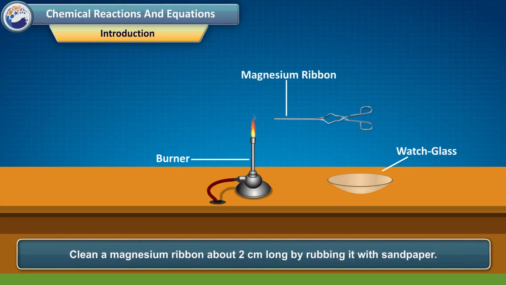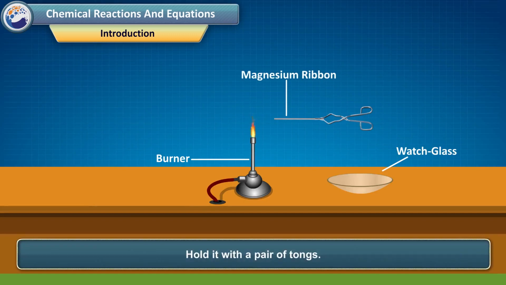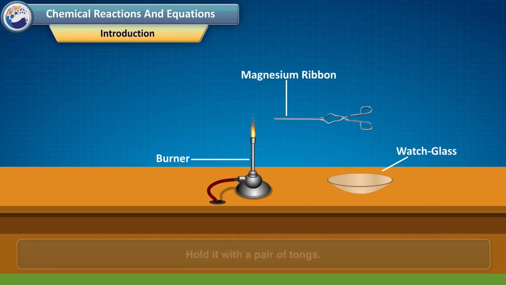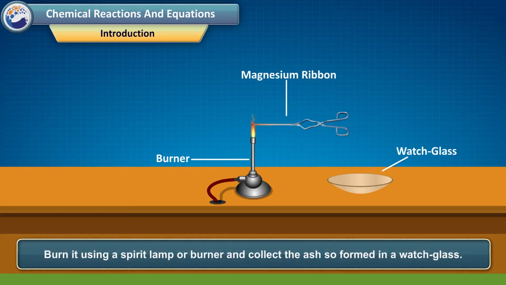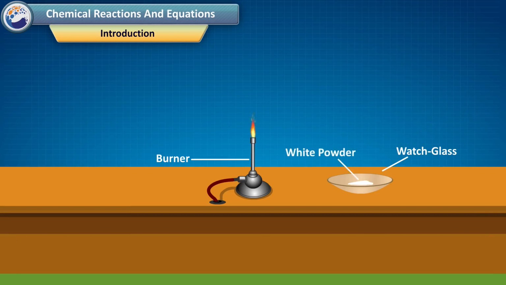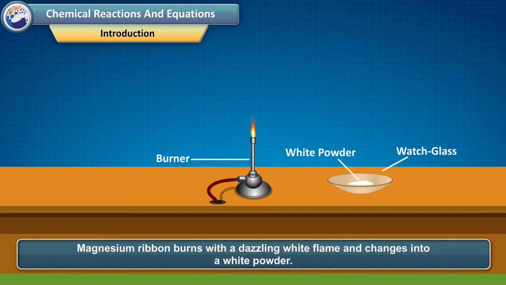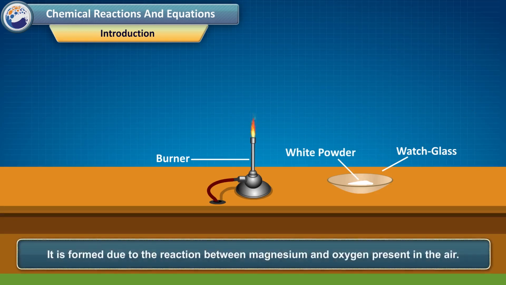Clean a magnesium ribbon about 2 cm long by rubbing it with sandpaper. Hold it with a pair of tongs. Burn it using a spirit lamp or burner and collect the ash so formed in a watch glass. What do you observe? Magnesium ribbon burns with a dazzling white flame and changes into a white powder. It is formed due to the reaction between magnesium and oxygen present in the air.